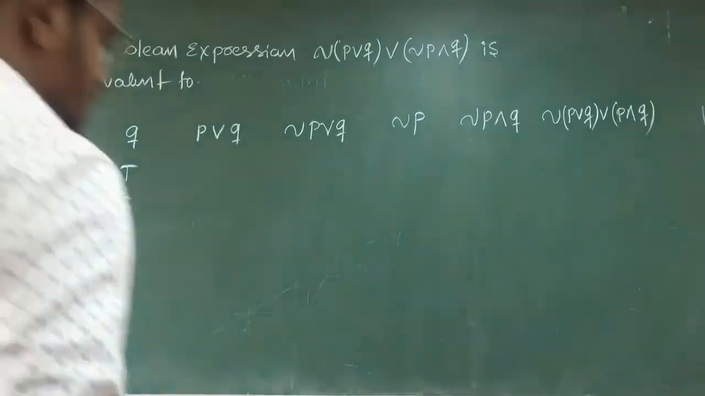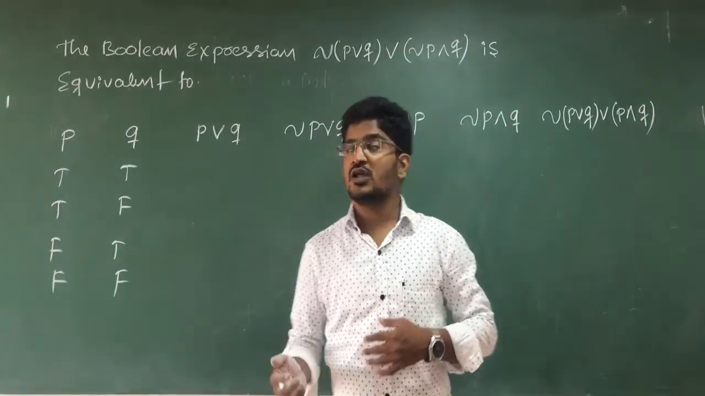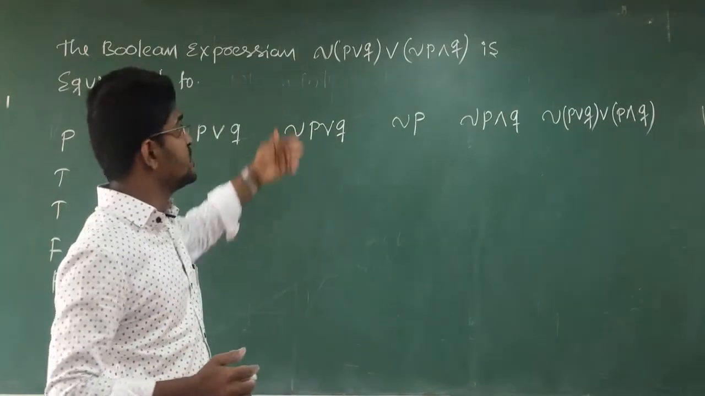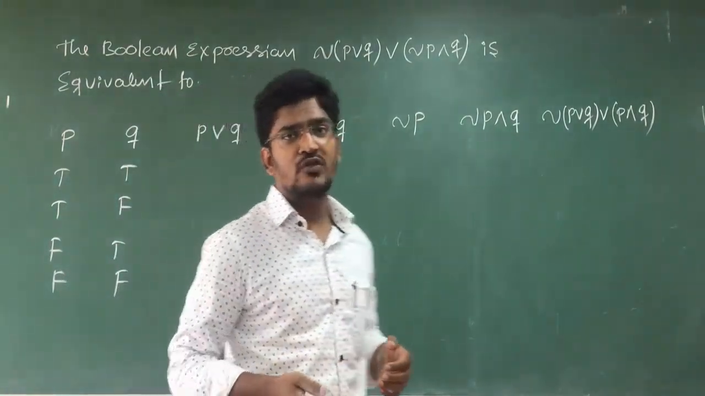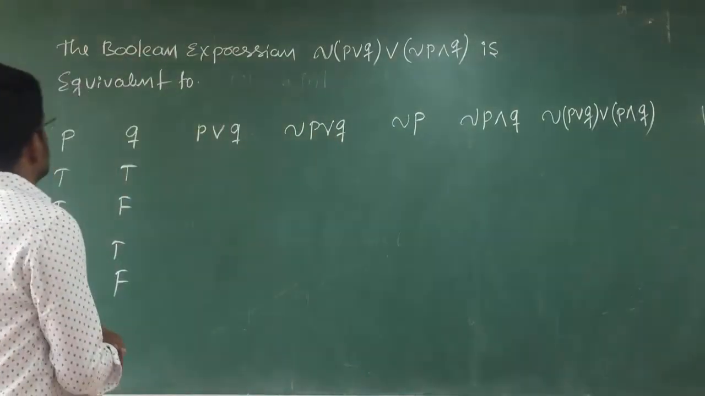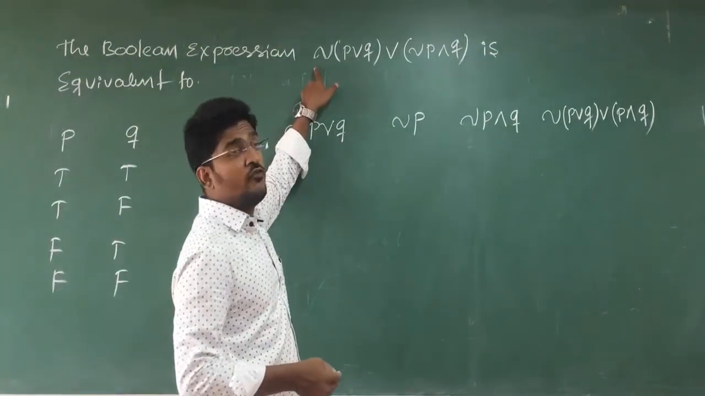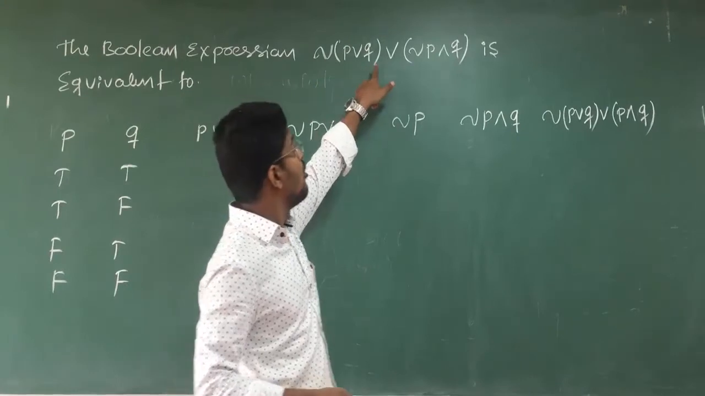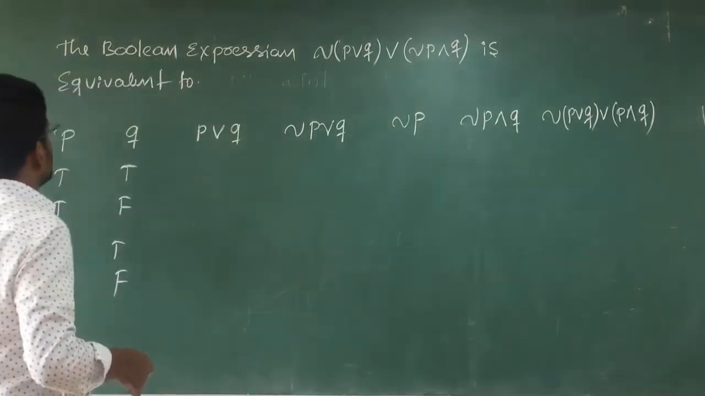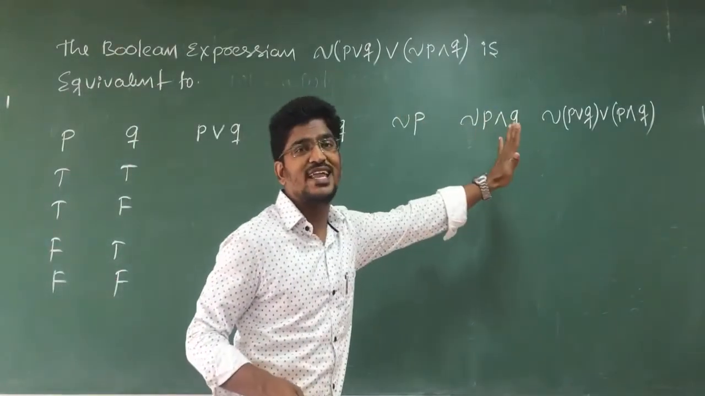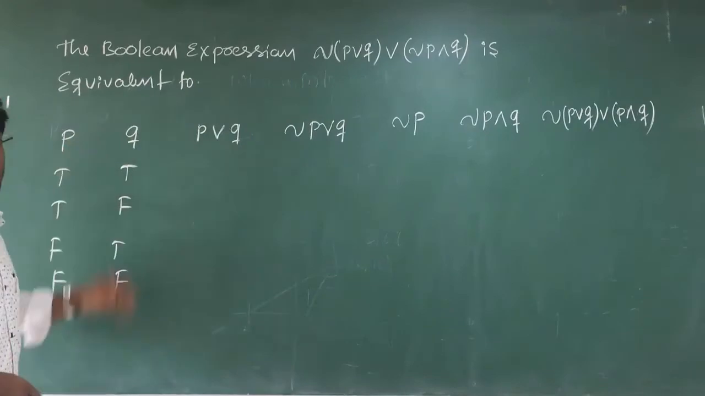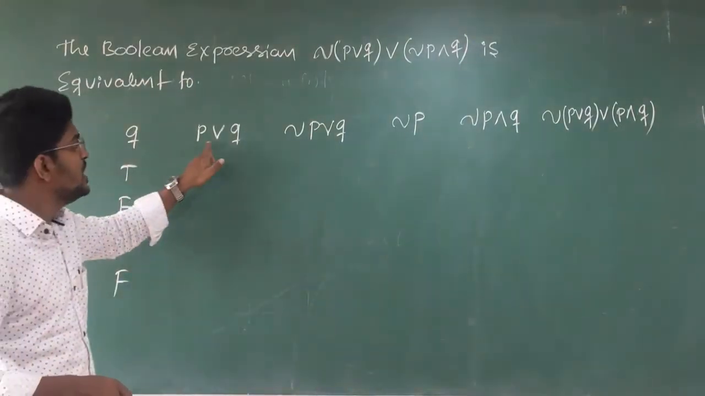Clear? Okay, students. Next, let us go for the question of Boolean expression. That is, one of the logical statements is given and we have to solve it and answer. This is an integer type question. So here they are asking negation of (P or Q) or negation of (P and Q). For that I have written the required elements and taken the logical statements for P and Q. So now let us solve P or Q.